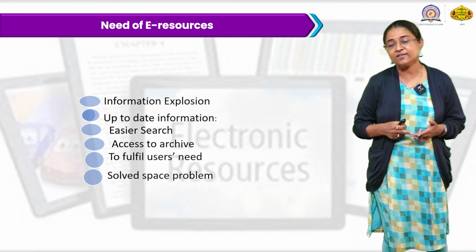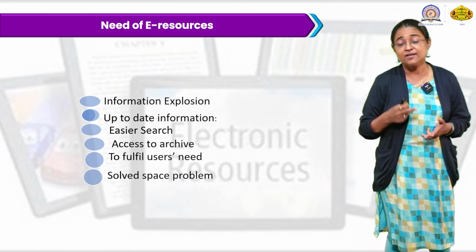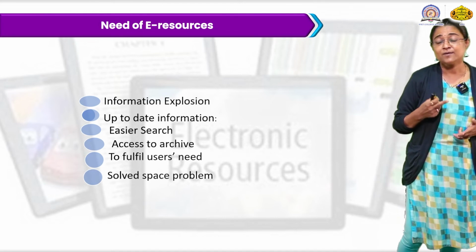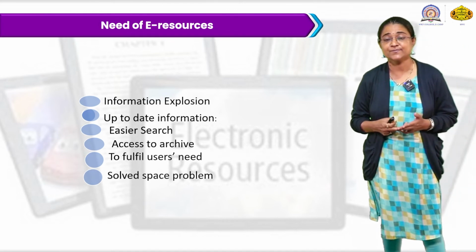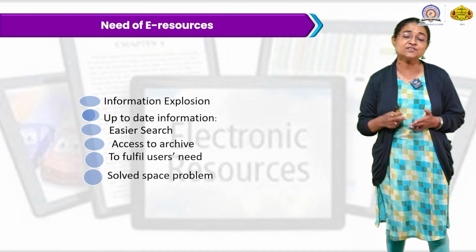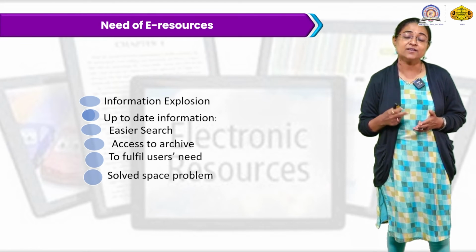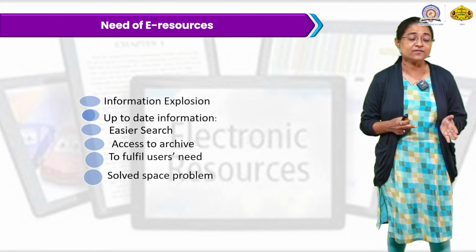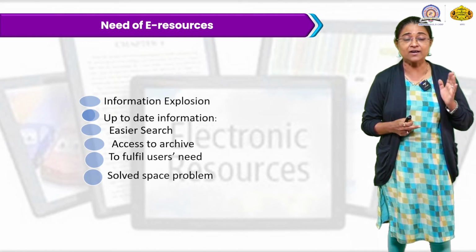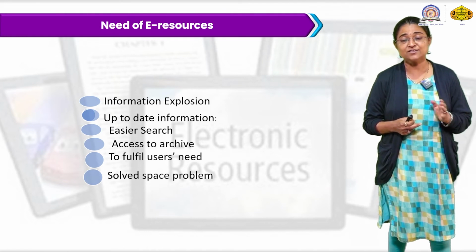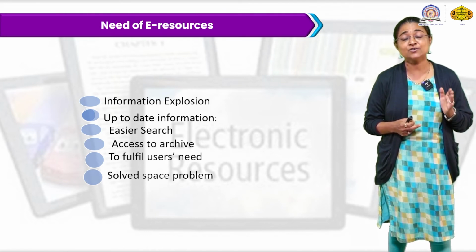Second is up-to-date information. On the other hand, for information printed or published in a journal or a book, whenever a book or an article is published in a journal, it takes too much time.